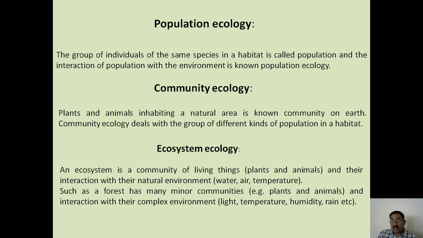For example, a forest has many minor communities. The forest is a habitat, and it has minor communities like plants and animals, which depend on the forest. They interact with their complex environment, like sunlight, temperature, humidity, rainfall, etc. These interactions come under ecosystem ecology. So these three subtypes come under synecology, and synecology indicates a group of biotic things, a group of species interacting with their environment.